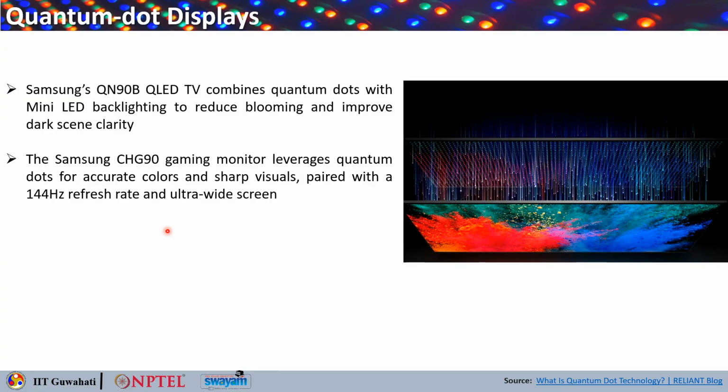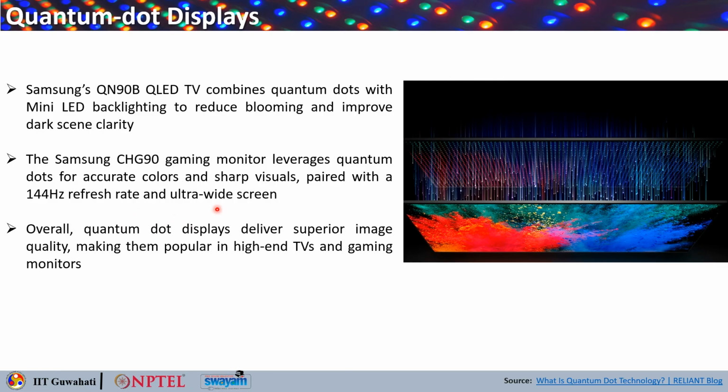Now, the Samsung CHG90 gaming monitor leverages quantum dots for accurate colors and sharp visuals, paired with a 144 Hz refresh rate and an ultra wide screen. So, overall what we understood is that quantum dot technology can deliver much superior image quality. That is why they are very popular in high end TVs and gaming monitors. Next, we will look into reflective displays.